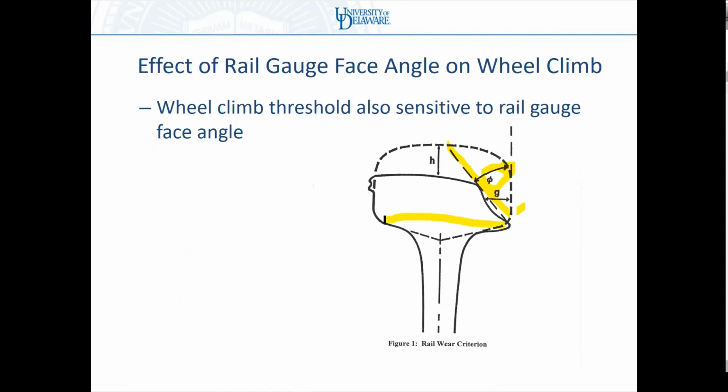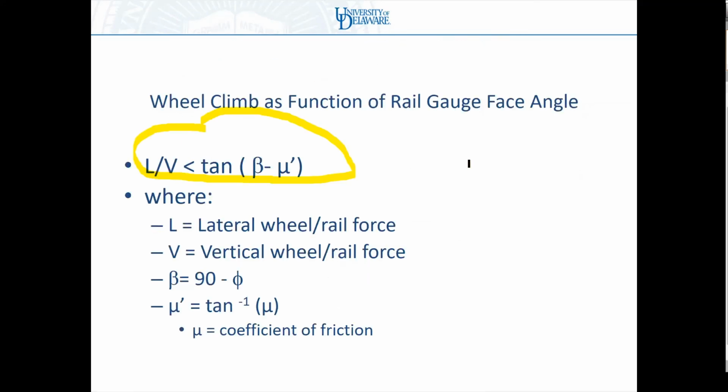So in fact, beta is that angle here. And mu prime is the arctan of the coefficient of friction.